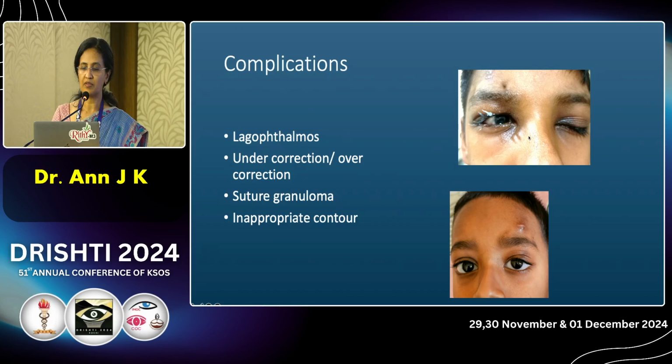Complication: most commonly we see lagophthalmos. We have to warn the patient before that and put a lot of ointment, and mostly it will settle over a period of time. Undercorrection, overcorrection, and suture granuloma are the other complications. This boy developed a suture granuloma, and I had to remove the sling. And inappropriate contour, patients are very much bothered about it. So before tightening, you have to make sure that the contour is okay.